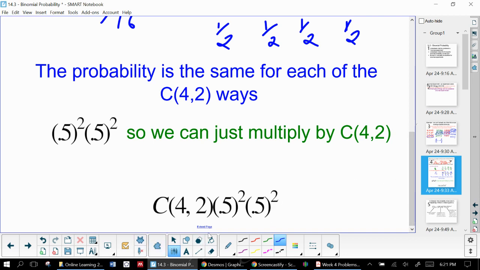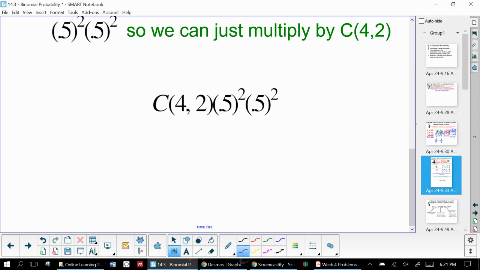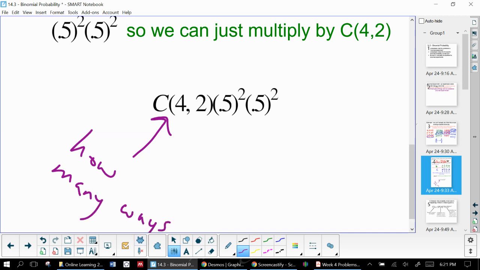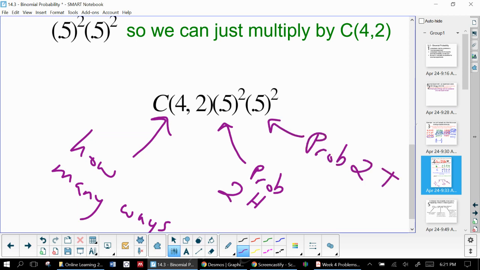And what these pieces are telling us, this part is telling us how many ways what we want to happen can happen. That was our 6 different ways. This is telling us the probability of 2 heads, and this is telling us the probability of 2 tails. Now, where this gets really nice, if it was always just coin tosses 50-50, it wouldn't be that bad.